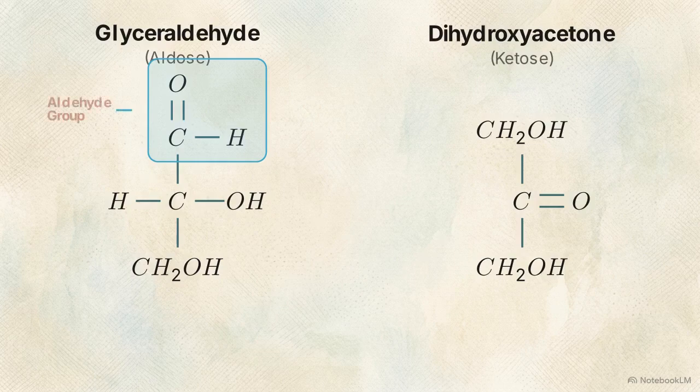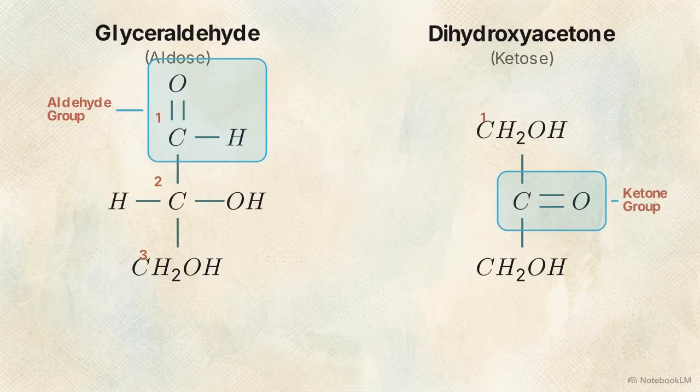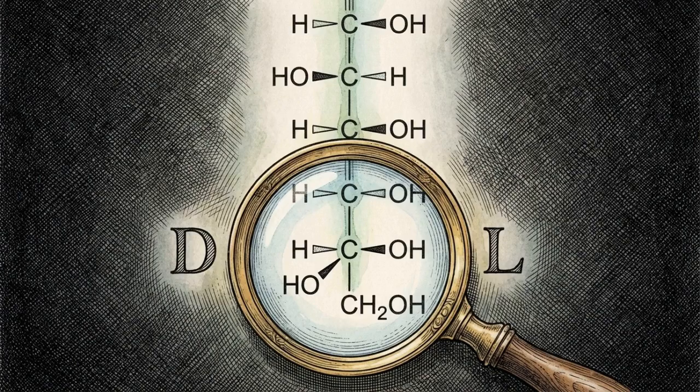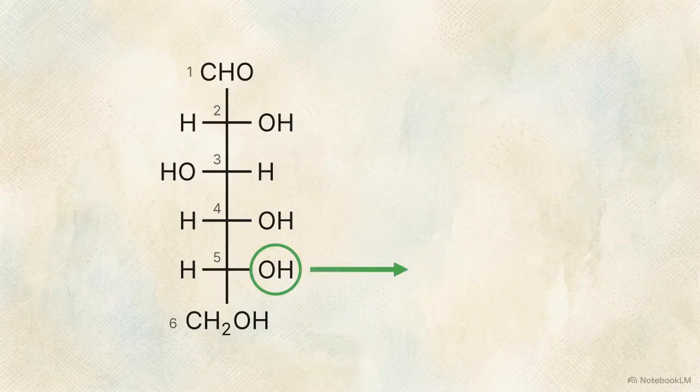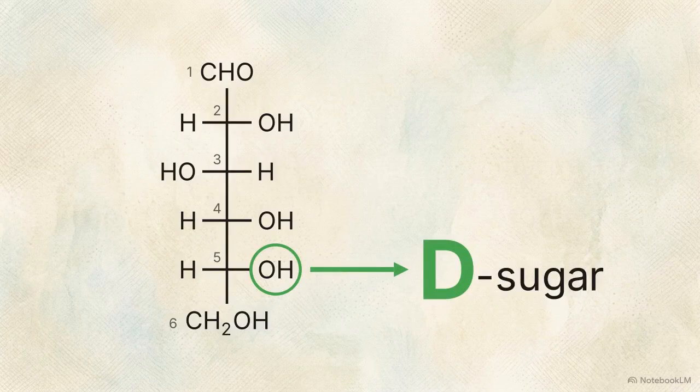In an aldose, the most oxidized carbon sits at the very end of the chain, forming the aldehyde group, designated as carbon 1. In a ketose, the most oxidized carbon is located one position inward, at carbon 2, forming the ketone group. Biochemists classify these sugars using the D and L nomenclature system, which is dictated by the highest numbered chiral carbon in the molecule. In a standard Fischer projection, if the hydroxyl group on that specific chiral carbon points to the right, it is classified as a D sugar.